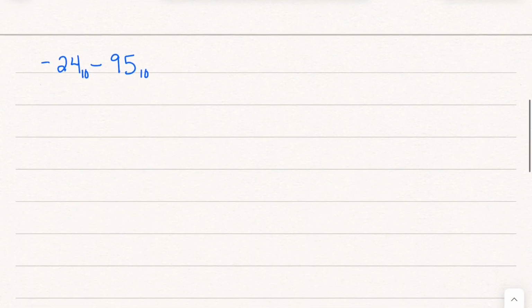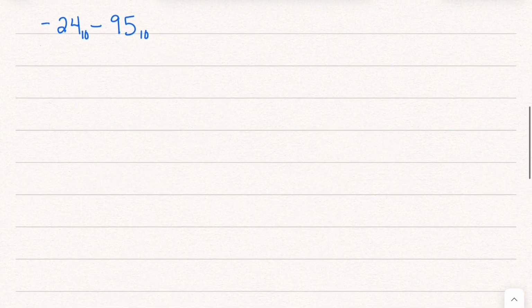Let's look at another example. So I have negative 24 minus 95. So again, our first step is to reimagine it as an addition problem. So this is going to be negative 24 plus negative 95. So I've reimagined it as an addition problem. I'm now going to write each of these, since they're both negative numbers, each in 2's complement form.